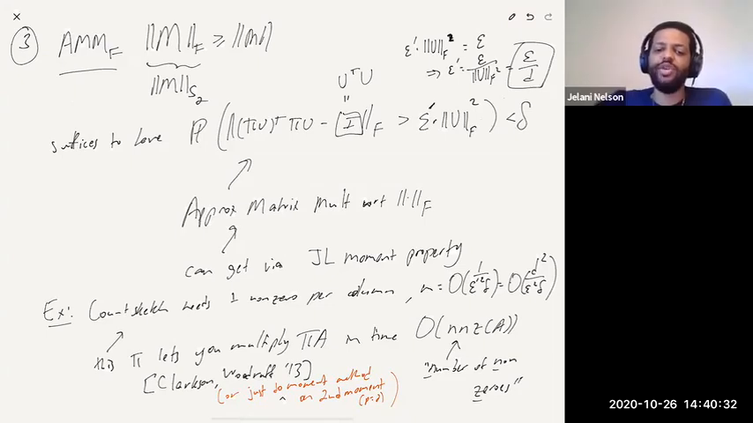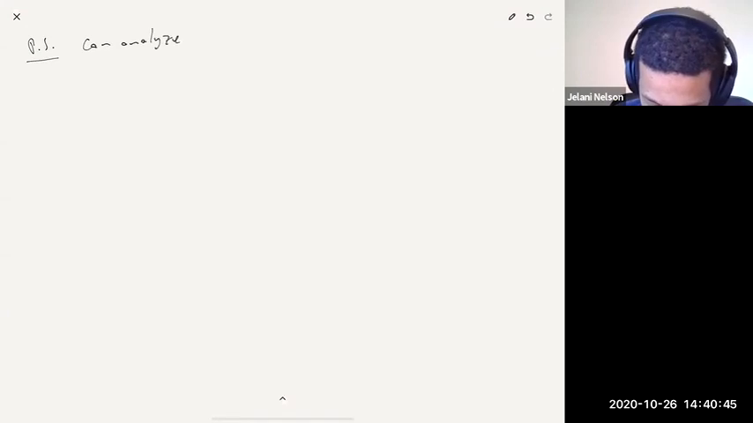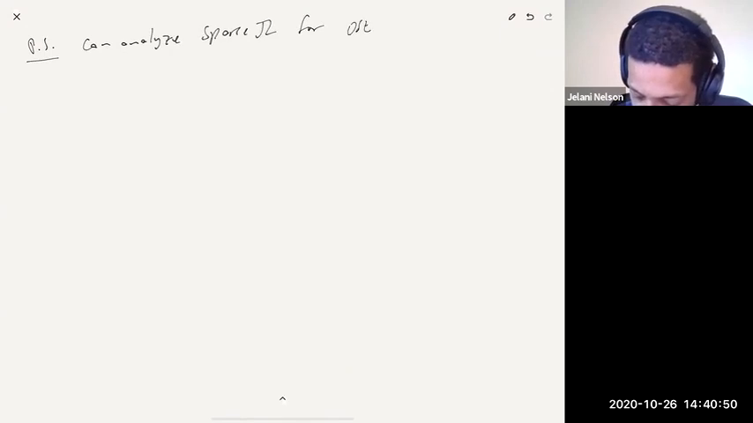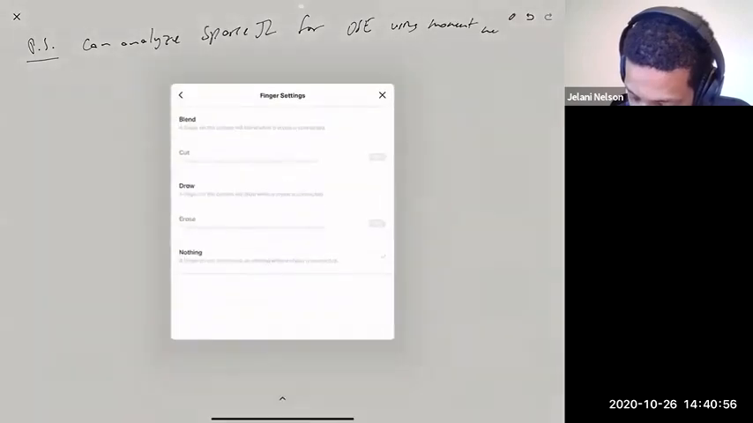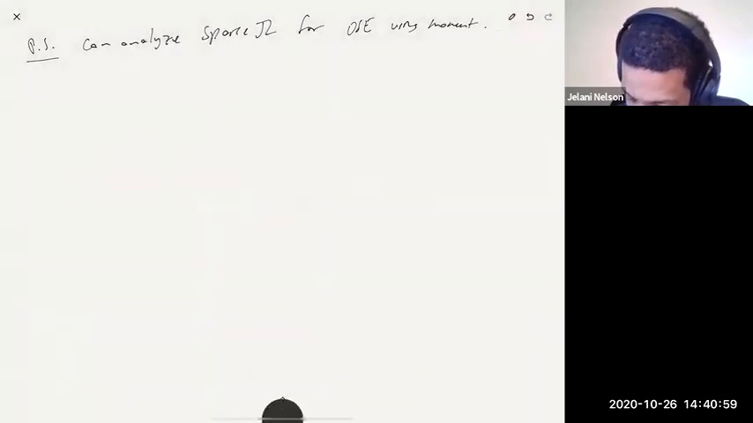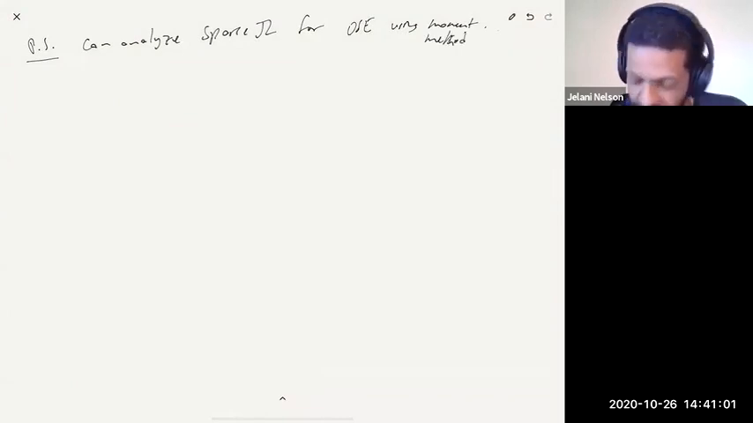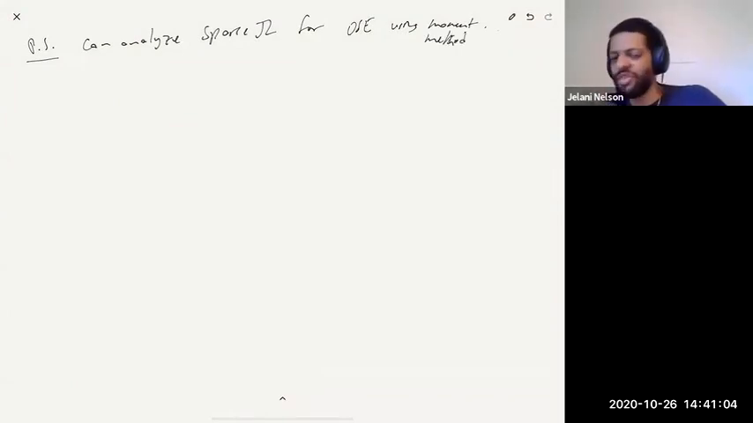I should mention, maybe I should have said when we were talking about the moment method, PS, you can analyze sparse JL for subspace embeddings using the moment method also. What I mean is, method one was do a net argument. Method two was let's bound Schatten p norms to the pth power.